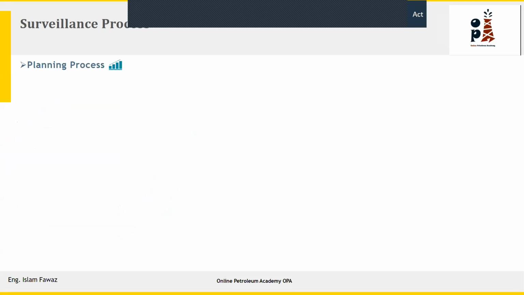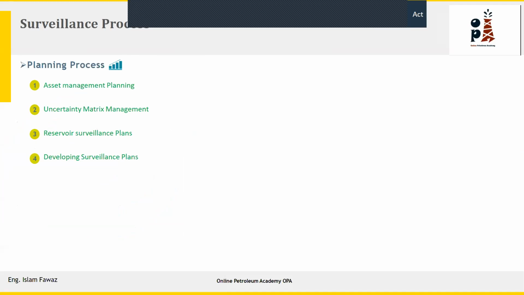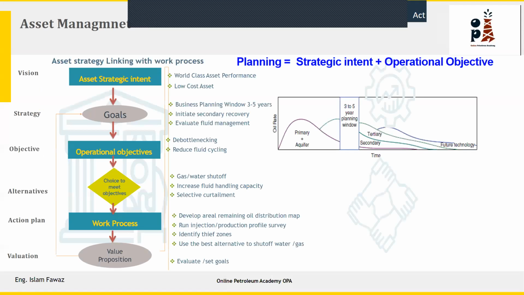So we'll start with surveillance planning. We have 4 processes for the surveillance planning: asset management planning, to manage the asset in the enterprise, then uncertainty matrix generation, then reservoir surveillance plan, and then developing the surveillance plan. So we'll start with planning here, which means strategic intent plus operation objectives.